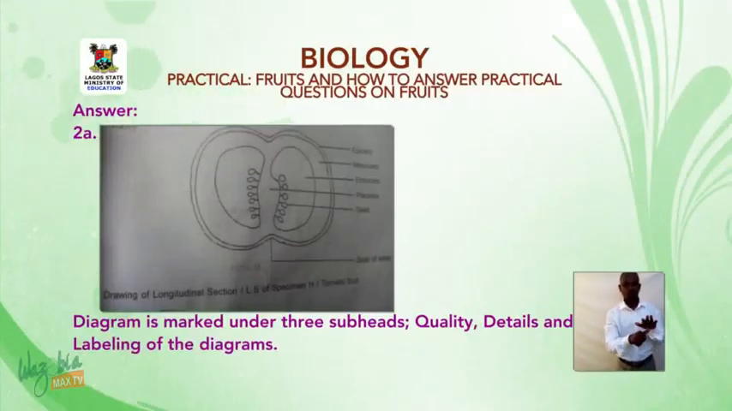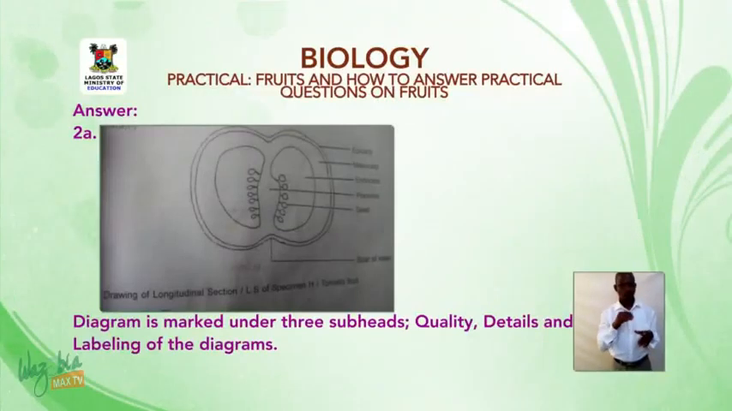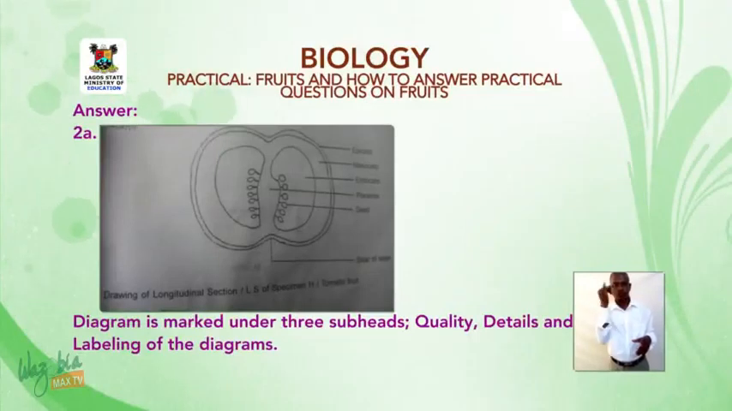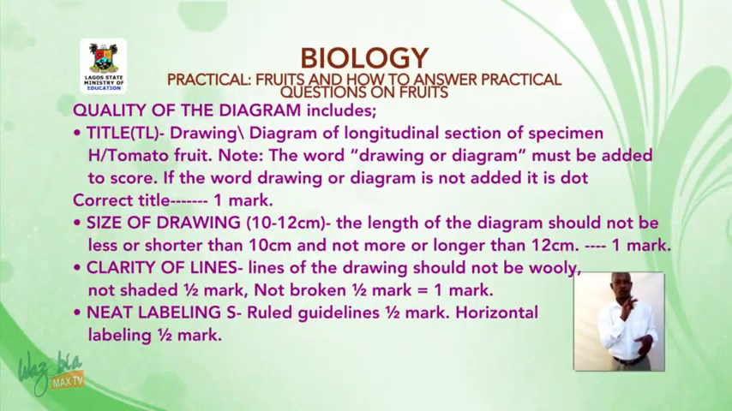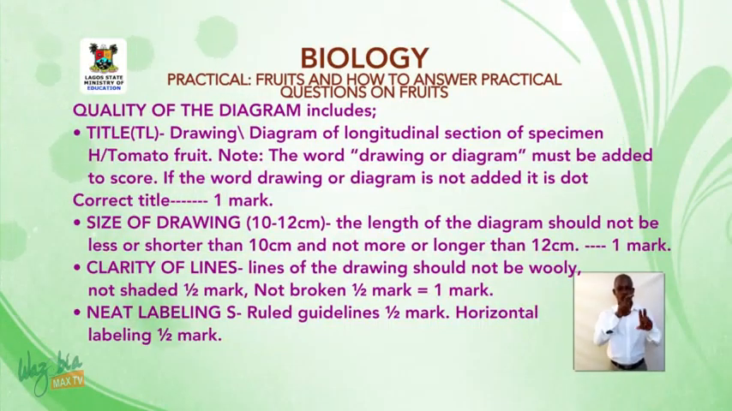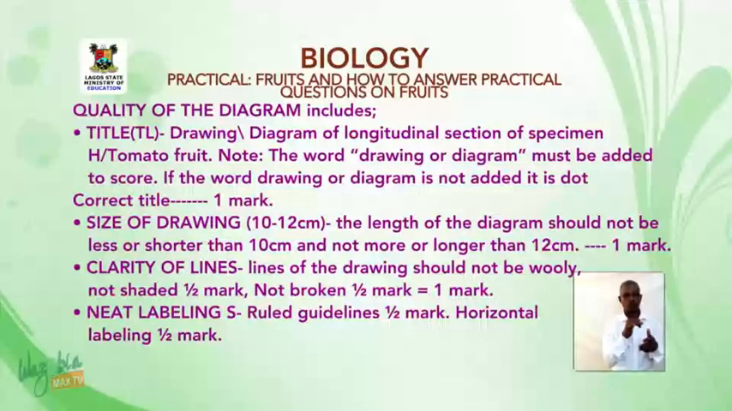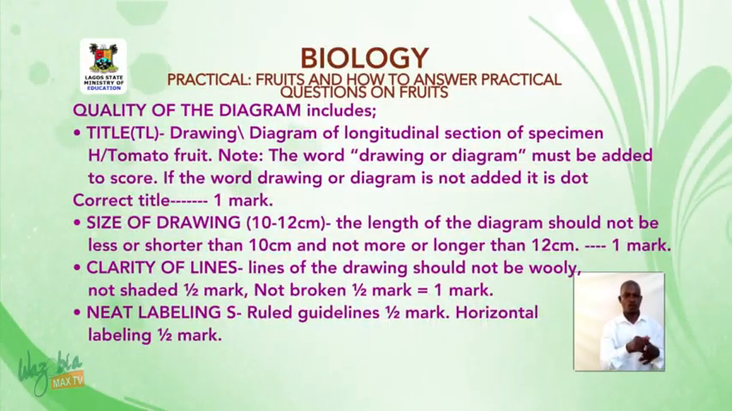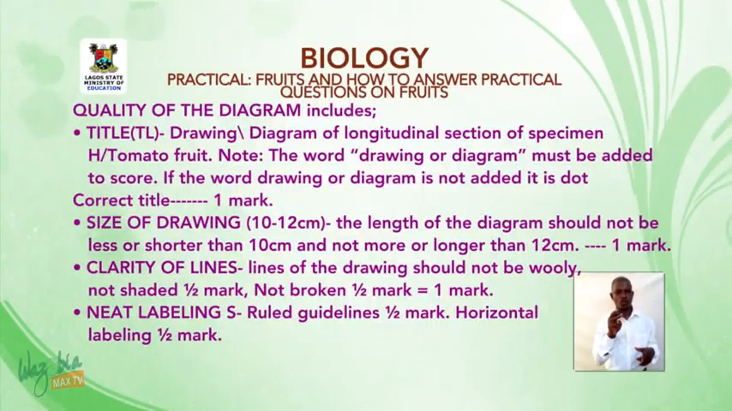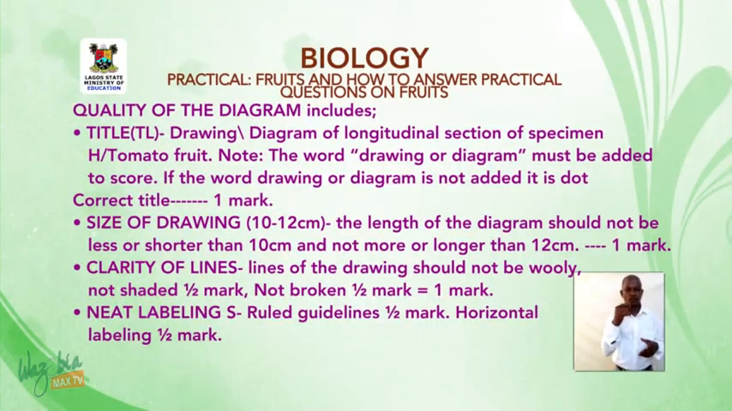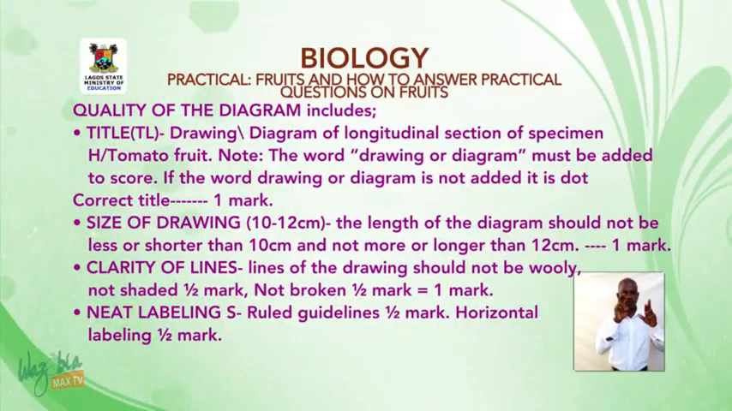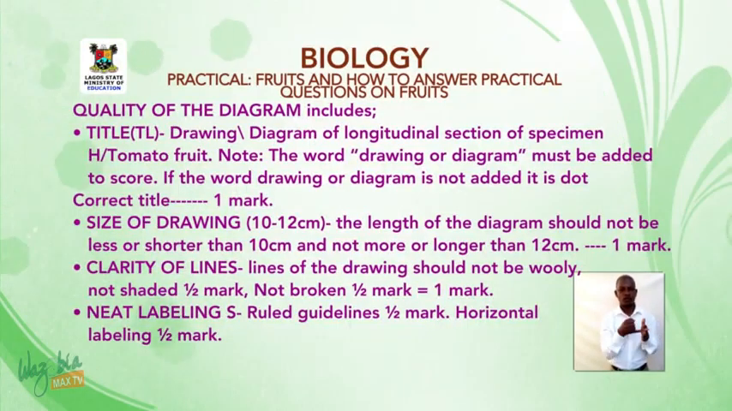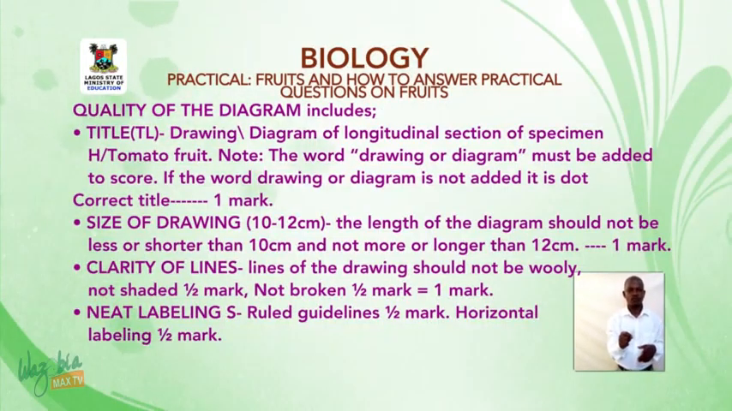Diagram is marked under 3 subheads: 1. Quality, 2. Details, and 3. Labels of the diagram. For quality of the drawing, it includes title, which is Drawing of longitudinal section of specimen H or tomato fruit. Note: the word drawing or diagram must be added to score. For correct title, 1 mark. If the word drawing is not added, it is a dot.